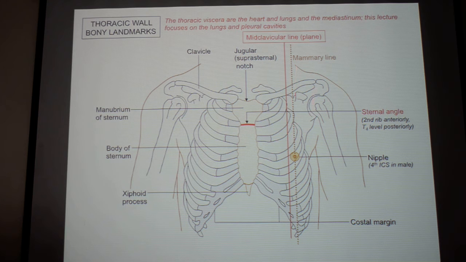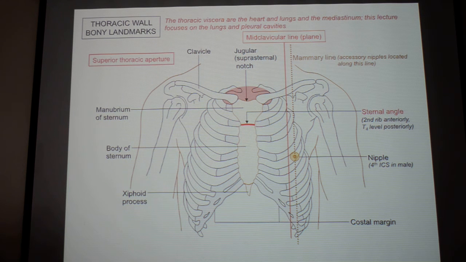But this mammary line, we are not using it here. I just mentioned it for your understanding. We should not be mixing the mid-clavicular line with the mammary line. So accessory nipples can be located along this line.